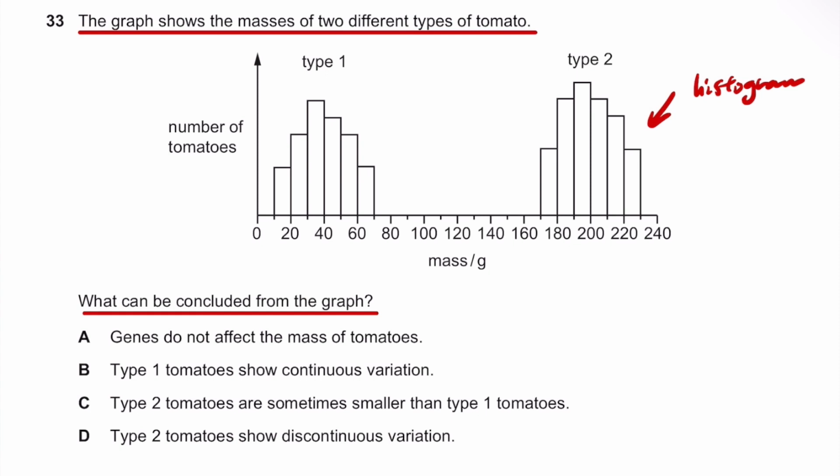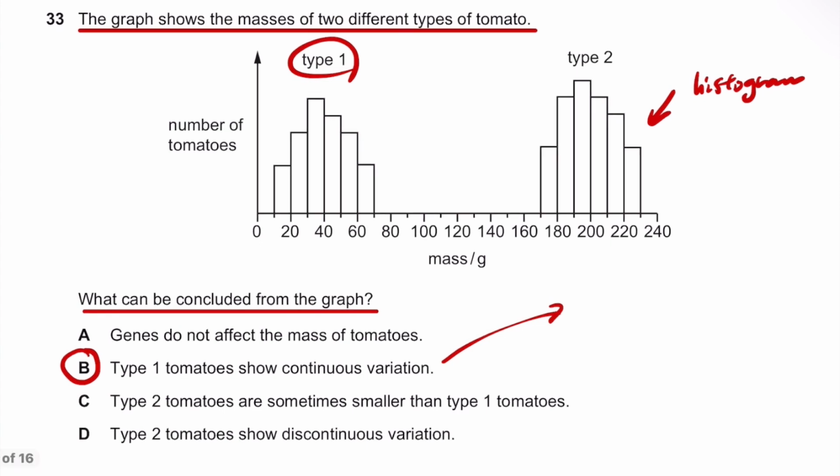It's showing that type 1 tomato is showing continuous variation. Is correct. So continuous variation is variation that can be expressed using numbers. For continuous variation, there are many intermediate values.